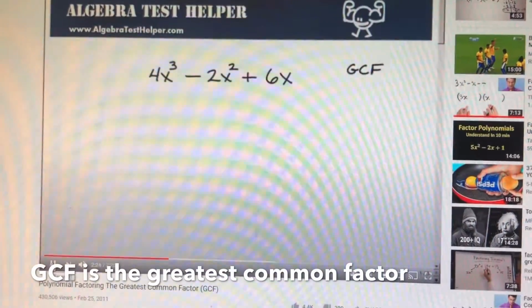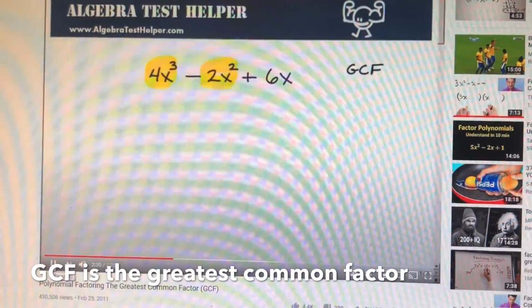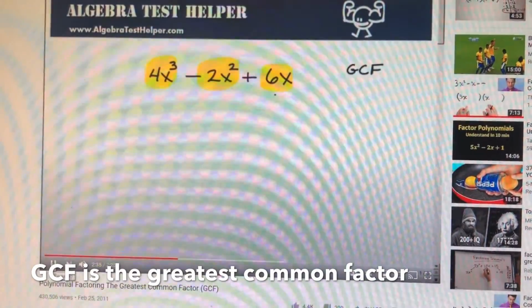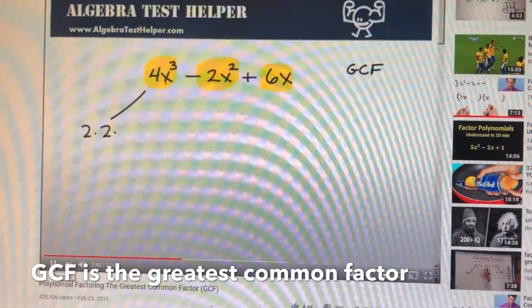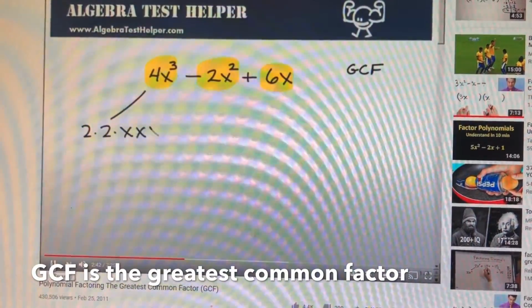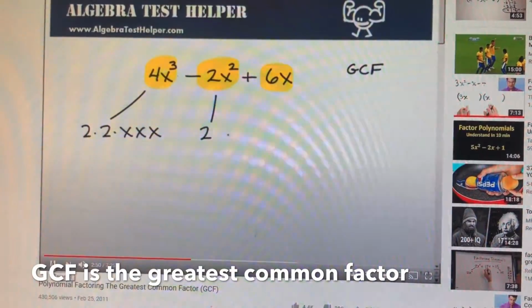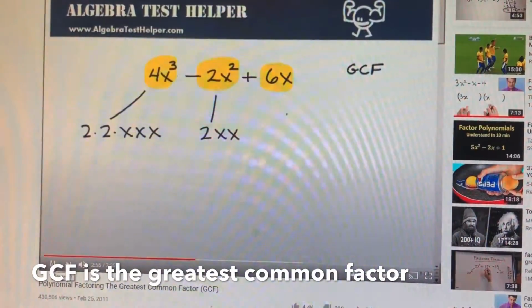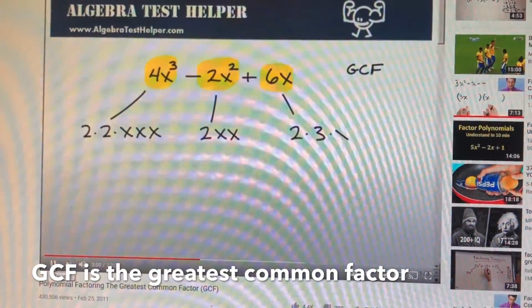So this is how you do it. What you want to do is look at each one of these terms in this polynomial, and we're going to factor each individual term. So 4x cubed I can write as 2 times 2, and then x cubed I can write as x times x times x. This negative 2x squared, I can write as 2 times x times x. That's the same thing as 2x squared. And then 6x, I can write as 2 times 3 times x.